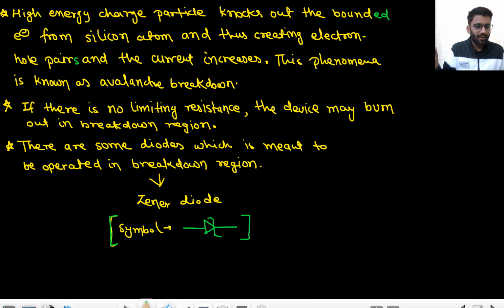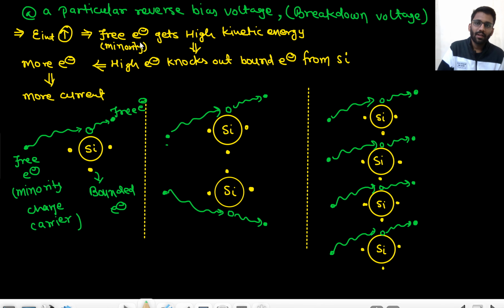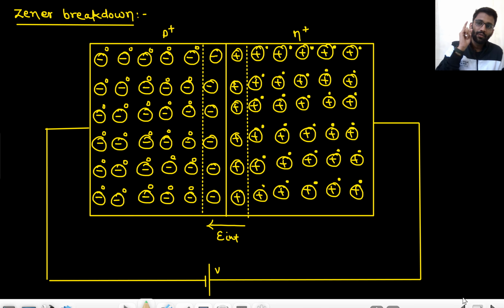What happened in avalanche breakdown? In avalanche breakdown, electrons had more kinetic energy, so electrons were knocking out the silicon atom's bounded electrons. These electrons were doing this job. Now in case of Zener breakdown, what happens?